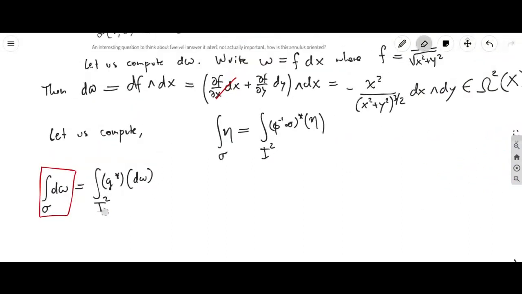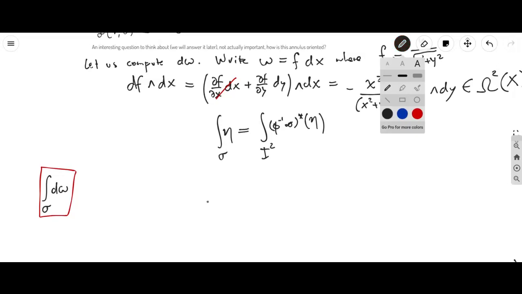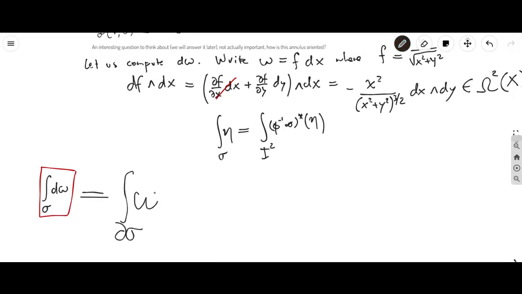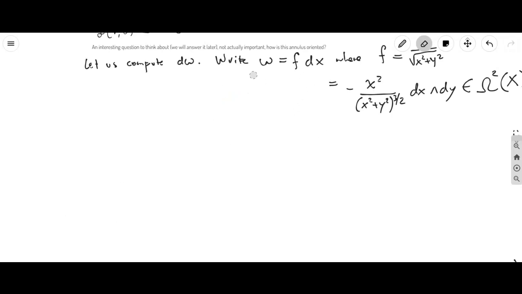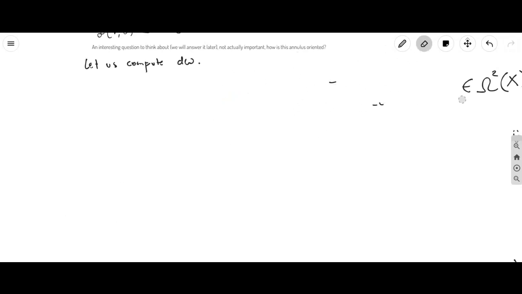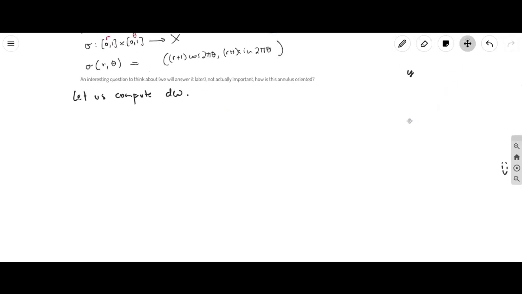So let's just remove this. We computed d omega. So now the idea is we want to say that this is equal to the integral of omega over the boundary of the chain. We already know what omega is, so we have to find the boundary of the chain. So now, instead of calculating d omega, we're going to calculate the boundary of our chain. So let's remove all of this, and let's do the calculation again. This is the second half of the calculation. So let us compute the boundary of our chain.